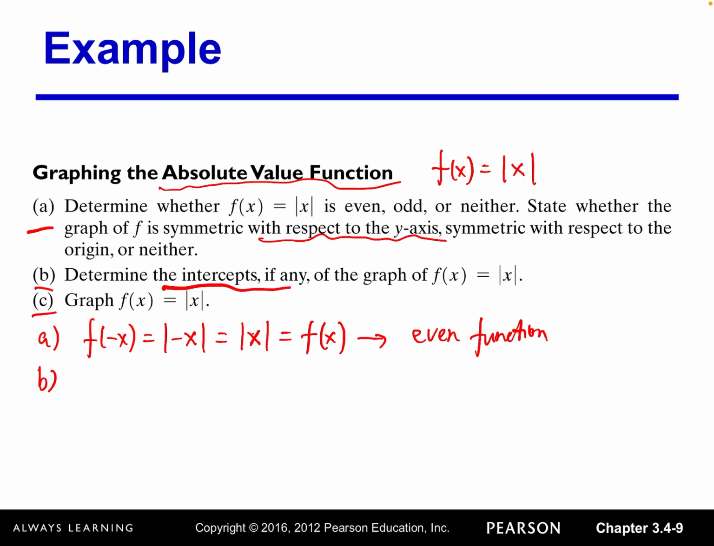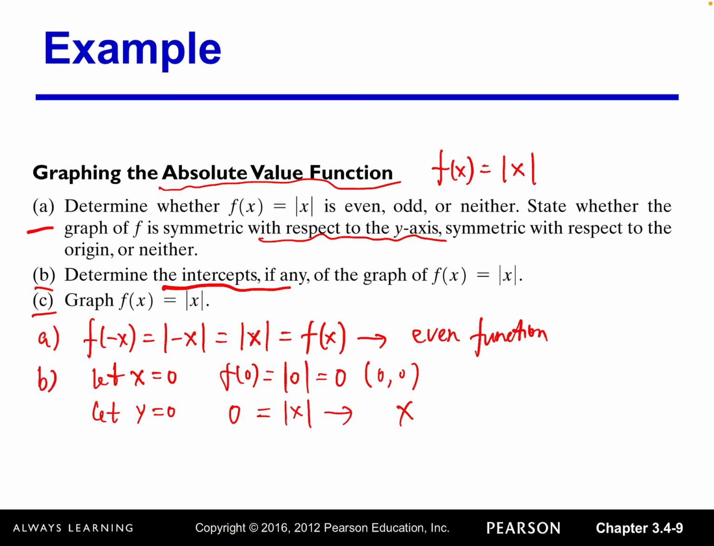Okay, now let's look at the B. Determine the intercept, if any, of the graph of f of x equals absolute value of x. So let x be 0. So f of 0 equals absolute value of 0, which is still 0. Okay, so y-intercept is 0, 0. X-intercept, let y equal 0. So that means 0 equals absolute value of x, which means x must also equal 0, right? So both x and y intercept is at origin 0, 0.